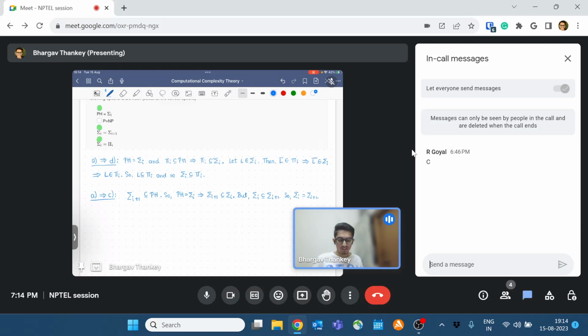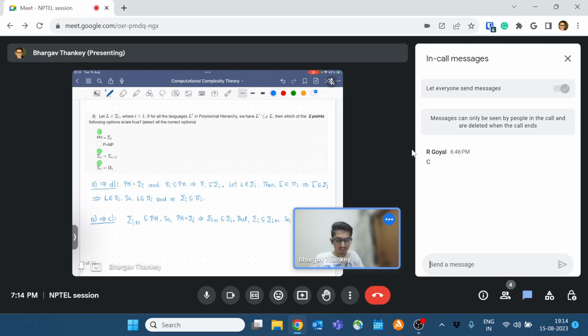Okay, so now we need to prove A. Why is A true? I said A is true based on my intuition that, for I greater than 1, all the languages in PH are getting reduced to this L. So clearly, all the languages in it cannot be more complex than the following. Exactly, yeah, that is the intuition.